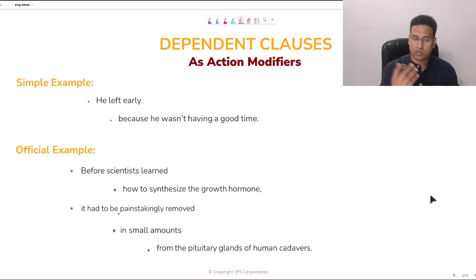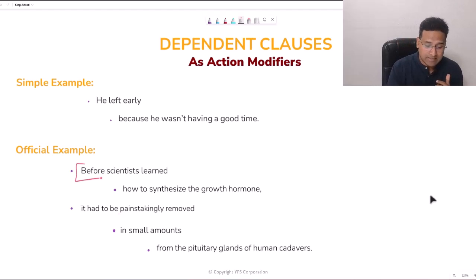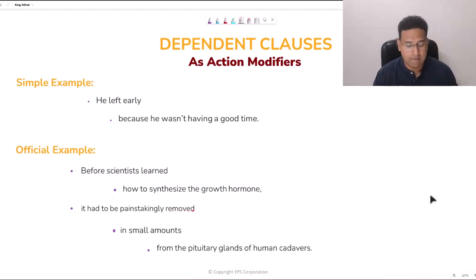For example, if I were to ask you a question, when did scientists remove the growth hormone painstakingly from the pituitary glands of human cadavers? When? Well, the answer is before they learned how to synthesize it in the lab. You see how this tells us the time of this passive verb. Once again, we have an action modifier on our hands. You see how easy that is?